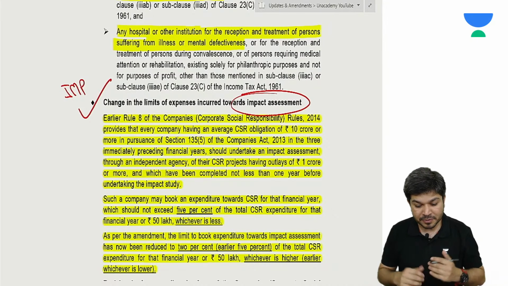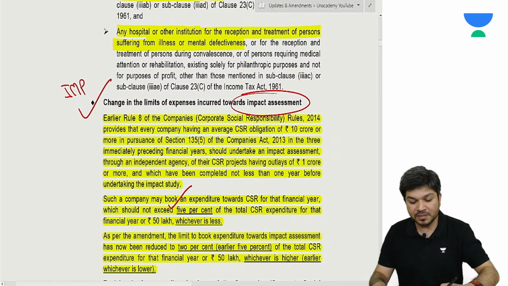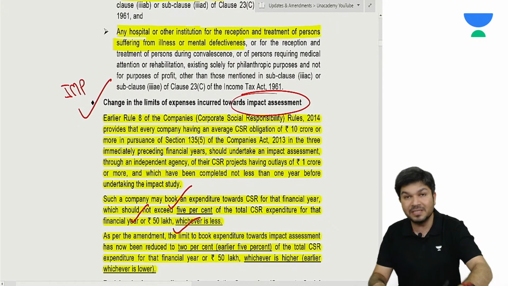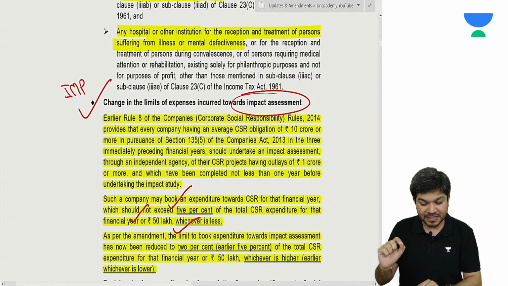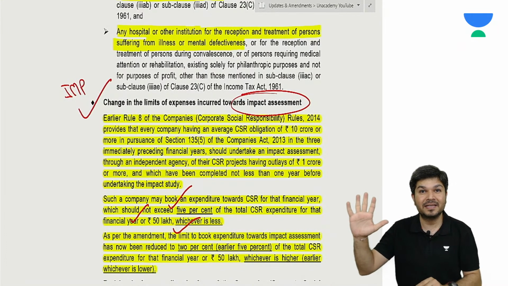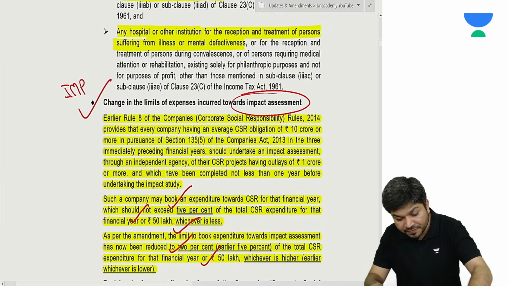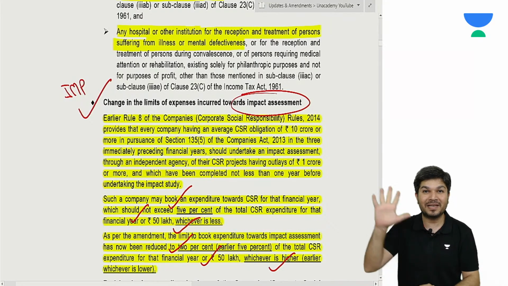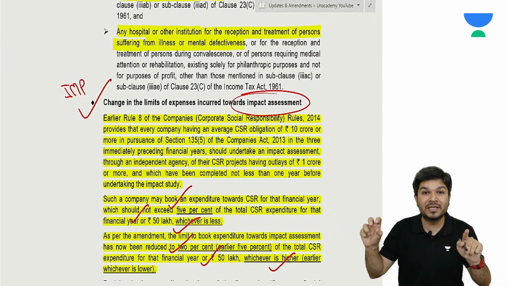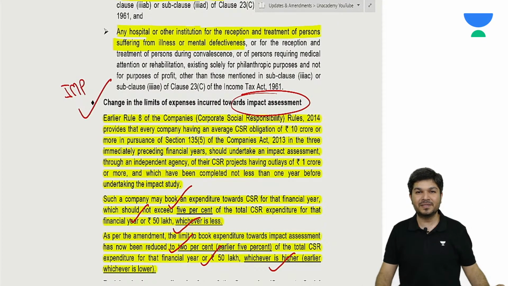How much money could I have spent on impact assessment? Earlier it was 5% of total CSR or 50 lakh, whichever is less. Now this 5% is changed to 2%, and 50 lakh, whichever is lower, is now whichever is higher. Are you clear with this?